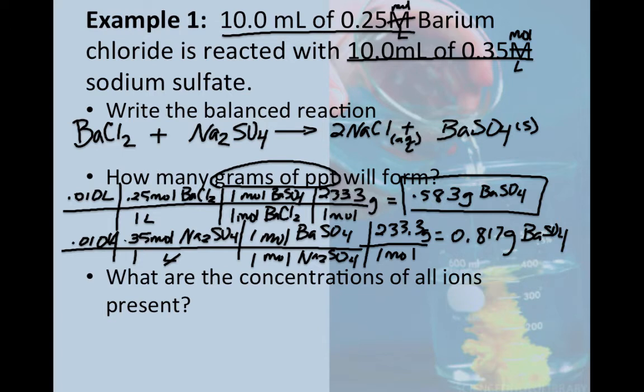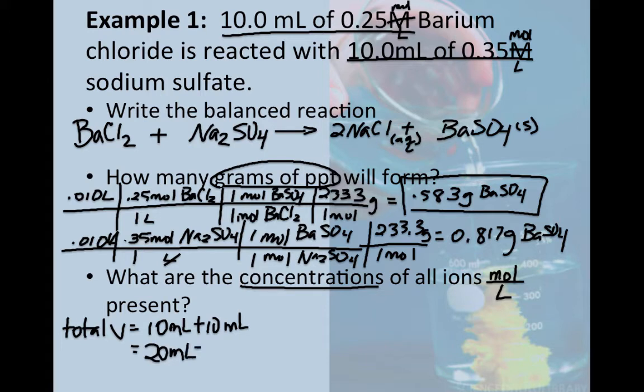Now the follow-up question says, what are the concentrations of all the ions present? Well, concentration specifically is referring to moles per liter, right? So I need moles of each ion divided by the total liters of everything that I mixed together. So my total volume is equal to 10 milliliters plus 10 milliliters. So I have 20 milliliters total, which in liters, 0.020 liters. That's my total volume. I'm going to use that in the denominator of all of my ions.